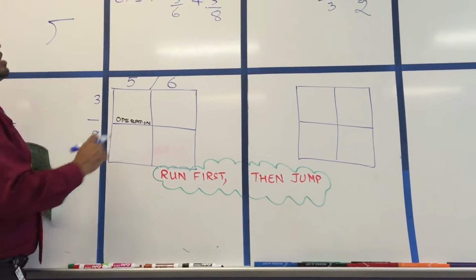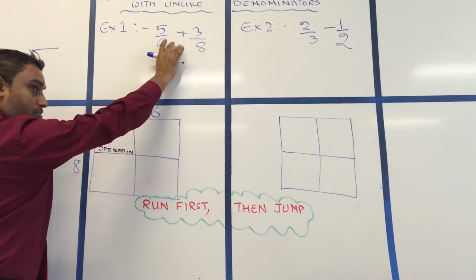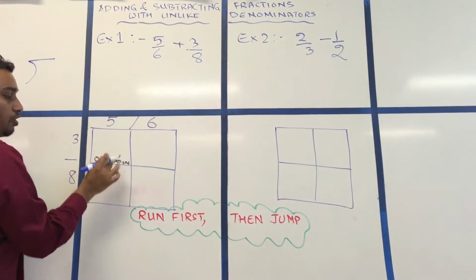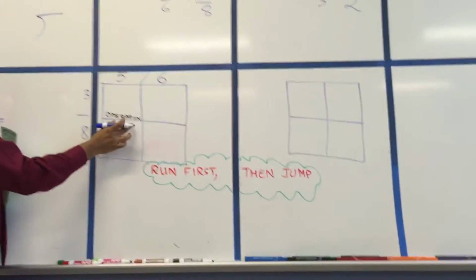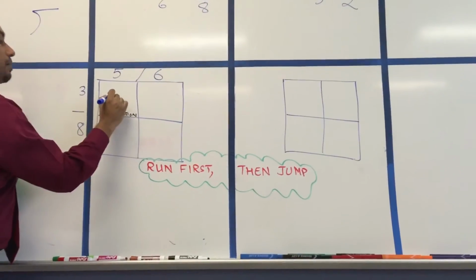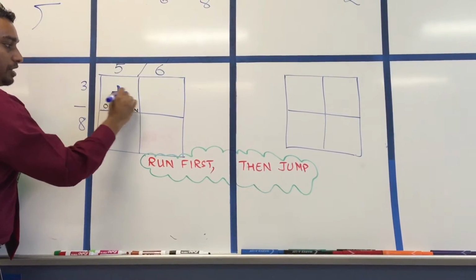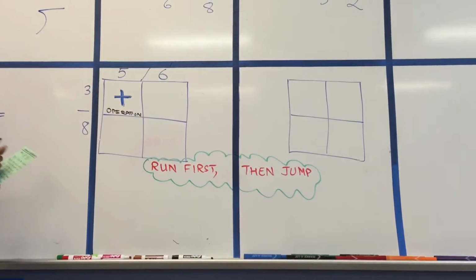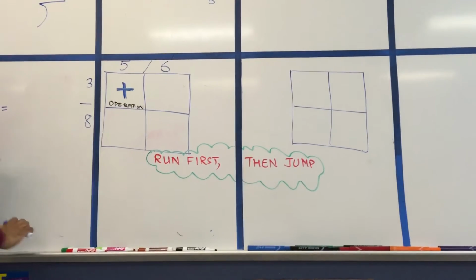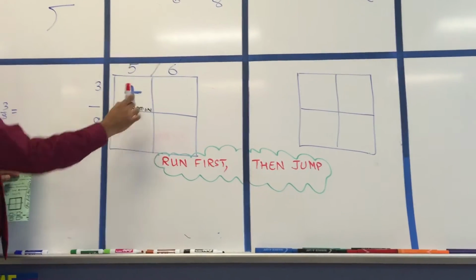Okay, Mateo, what's the operation here? What are we supposed to do? Addition. Addition, so the top left box is for the operation, whatever you're doing. So I'm adding right now, so I'm going to put the plus sign in there. Do not put numbers in this box, that's only for the operation. If it's subtraction, you put minus.